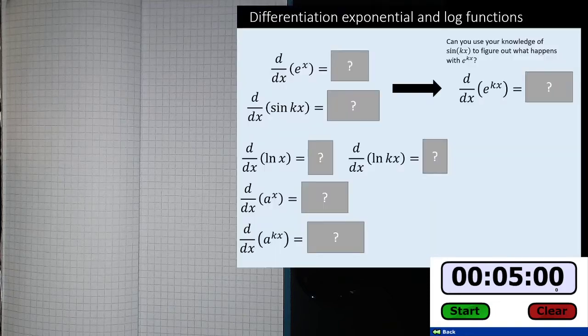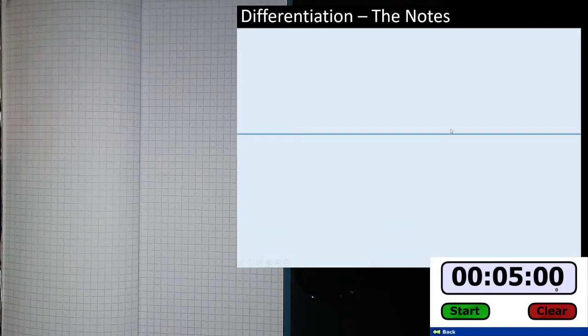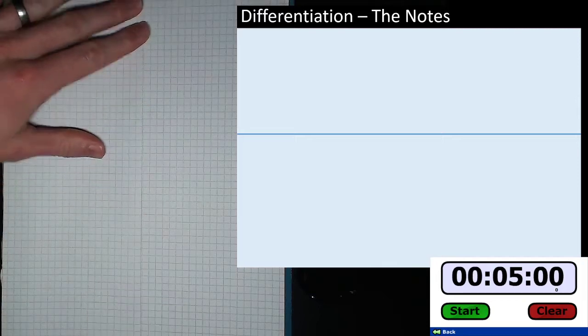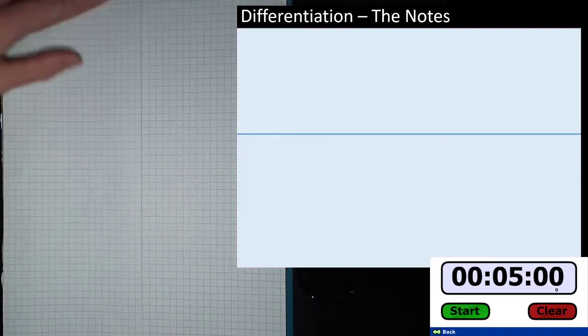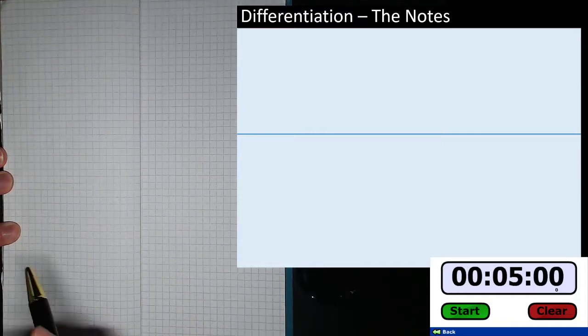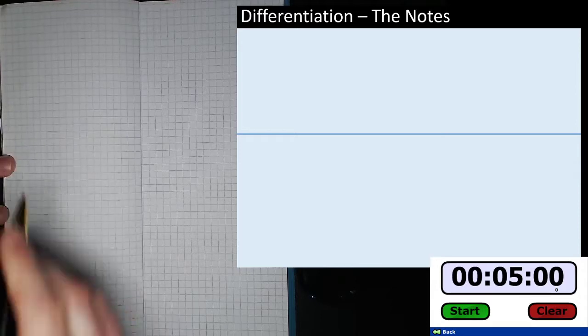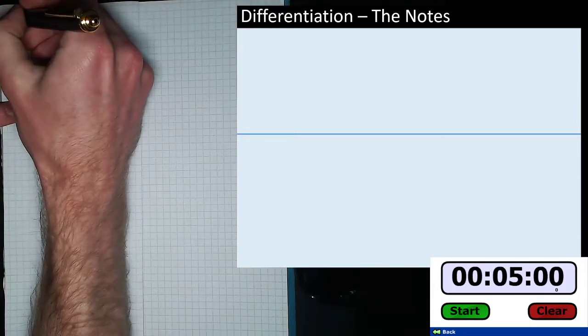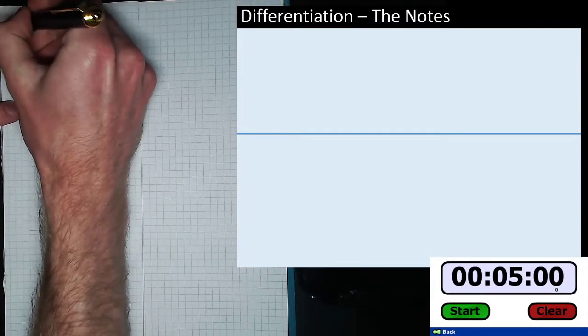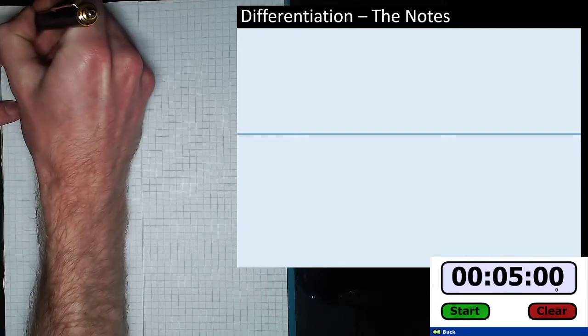And we're going to be taking a look at some exponential and possibly some logarithmic differentiation. Okay, we're going to stick with differentiation today. We're going to look a little bit more about perhaps the integration part of things in a separate video. And the first thing that we're going to do is start off with the exponential side of things.